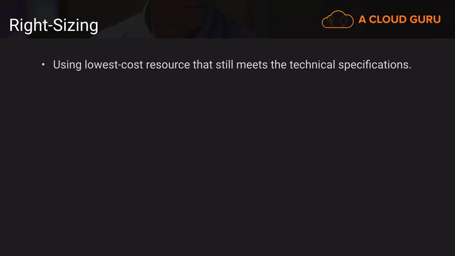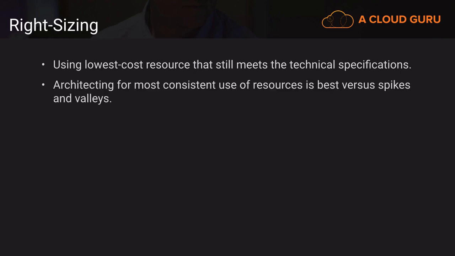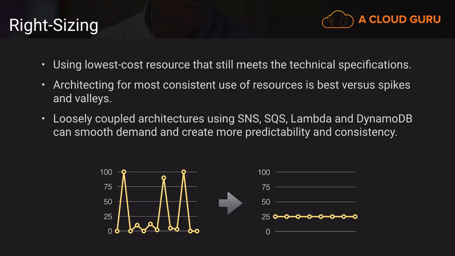The second item is right sizing. We should really use the lowest cost resource that still meets the technical specifications. As an architect, you can design this into the landscape to make sure that we're using resources consistently and try to avoid spikes and valleys. Loosely coupled architectures are very useful in this case because they can smooth demand and create a more consistent and predictable demand profile than a bunch of spikes and valleys.